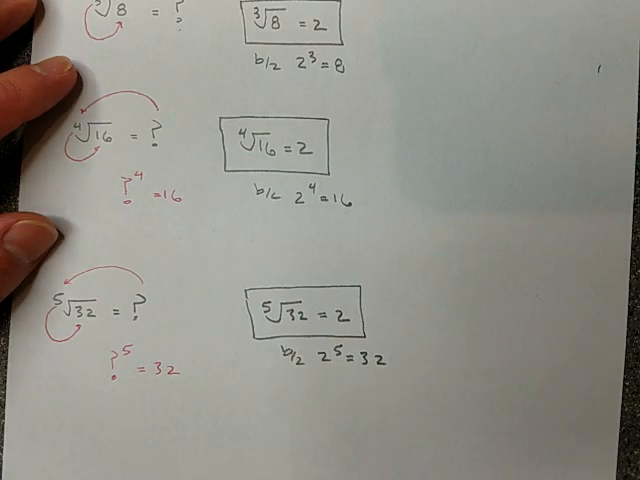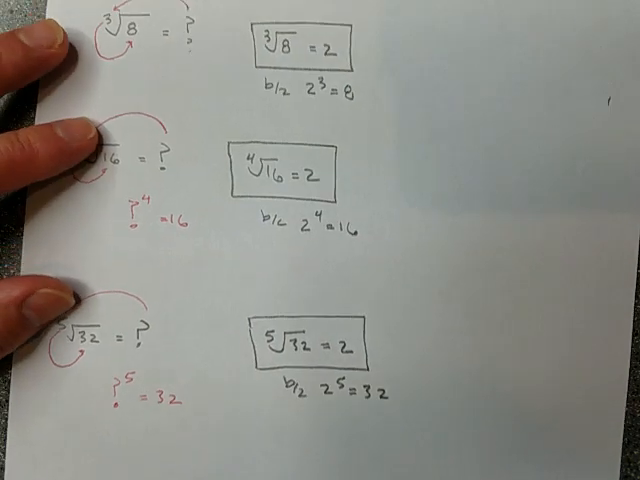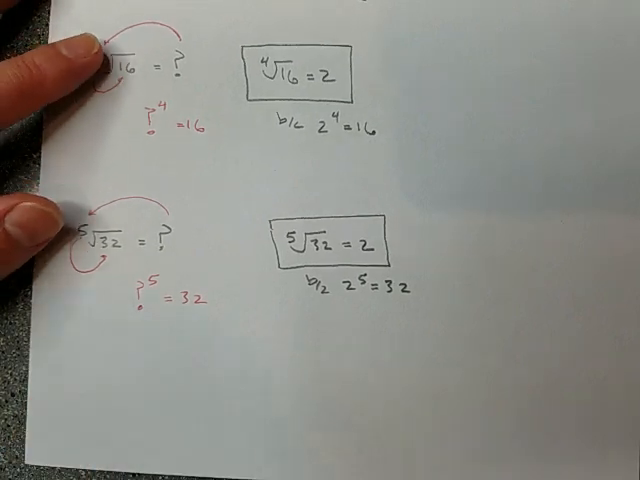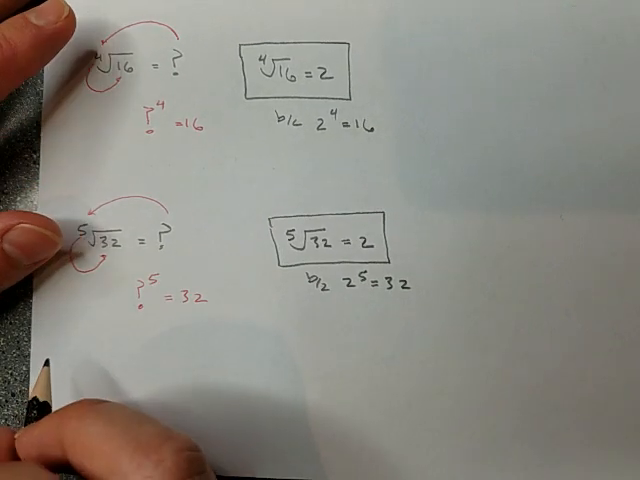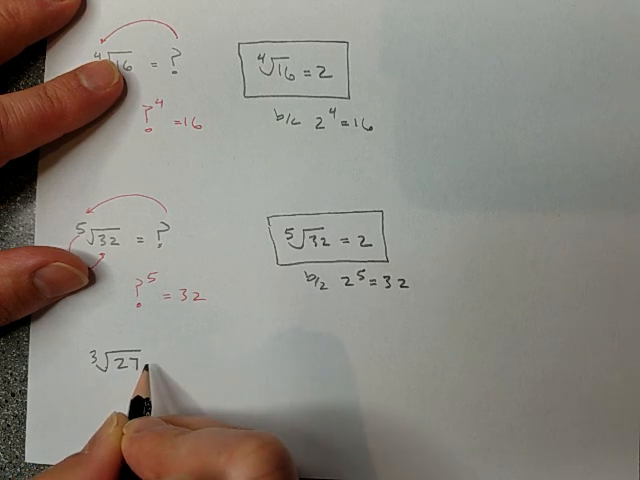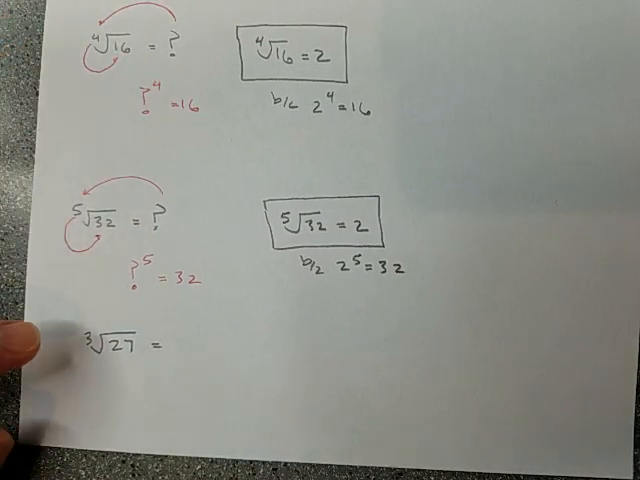All right. I didn't mean for all the answers to be 2. Oh, okay, that bothers me a little bit. Let's do one more. What is the 3rd root of 27? Okay. All right. What am I asking?